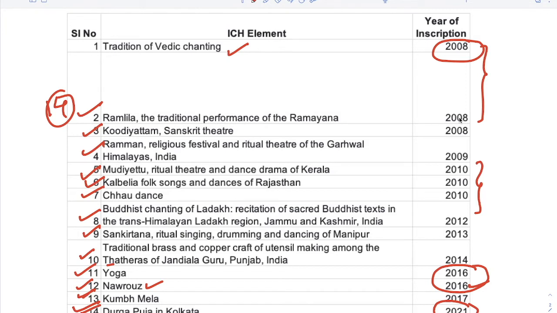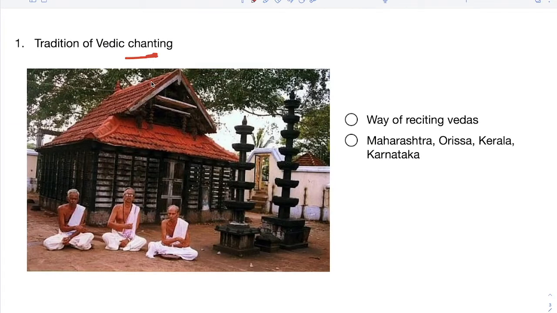Okay, now we will discuss one by one in general. Let's see the first one, that is the tradition of Vedic chanting. Tradition of Vedic chanting, first one. So basically this Vedic chanting is nothing but the way of reciting Vedas. We have 4 Vedas: Rig Veda, Sama Veda, Yajur Veda, Atharvana Veda. All the 4 Vedas. The way of reciting Vedas is the tradition of Vedic chanting, and this is in the states of Maharashtra, Odisha, Kerala and Karnataka, not in other places.